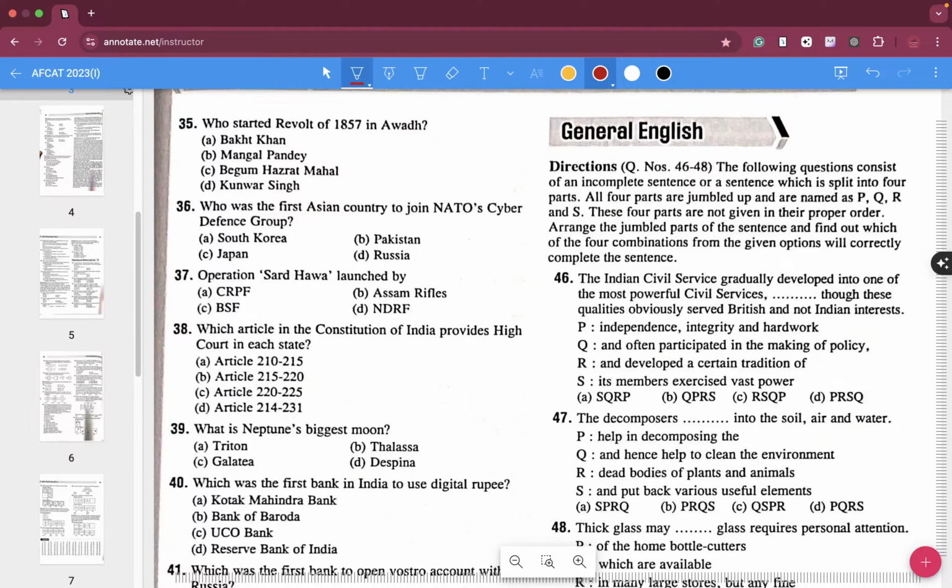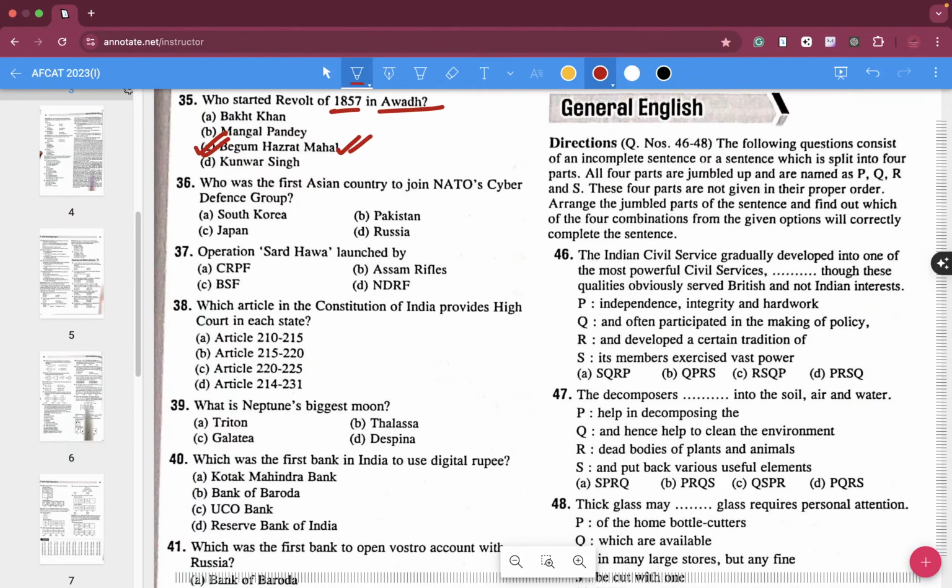Who started the revolt of 1857 in Awadh? Begum Hazrat Mahal was the person responsible for starting the revolt in Awadh. Awadh is the present-day Lucknow region, right? The present-day Lucknow region is called Awadh. Kunwar Singh was the person from the present state of Bihar.